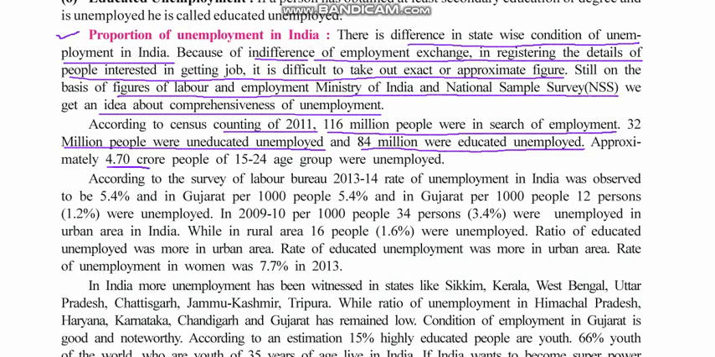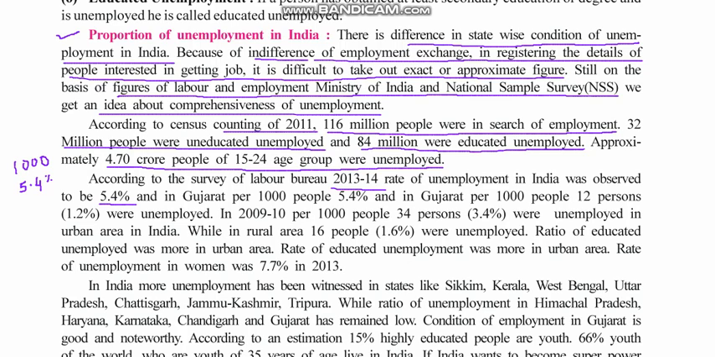Approximately 4.7 crore people of age 15 to 24 were unemployed. So this is a very high ratio. According to the survey of Labor Bureau 2013-14, the rate of unemployment in India was observed to be 5.4. Means out of every 1,000 people, 5.4 percent people were unemployed.